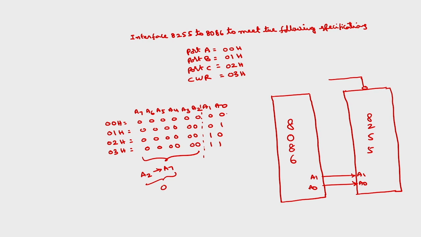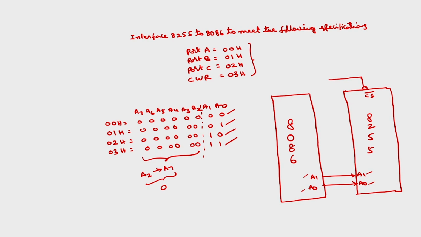whereas A1 A0 changes. This is for port A 00, port B 01, port C 10, control word 11. Anyhow, I have connected A1 A0 to A1 A0, so that will select the ports and the control word register accordingly. Now using these address lines of the 8086, if I want to interface at this address, what should be the hardware required to generate the chip select of 8255? Whenever these are all zeros, then the output should be 0. If any one of the inputs is 1, the output should be 1.